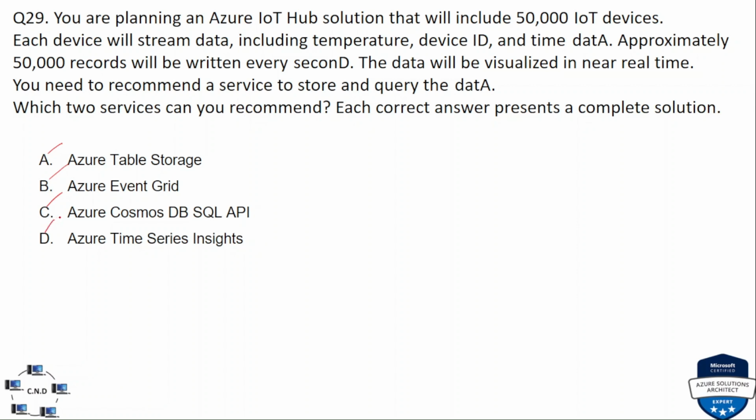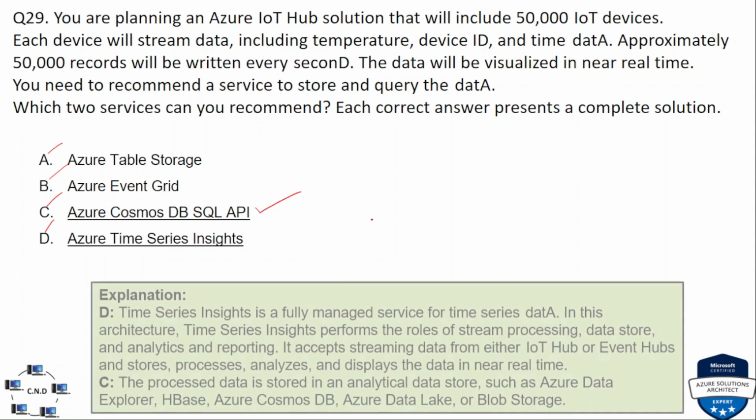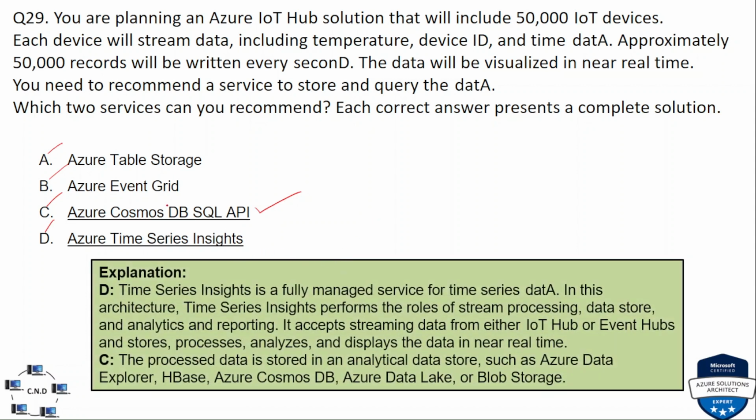D. Azure Time Series Insights. And the correct options are option C, Azure Cosmos DB SQL API, and option D, Azure Time Series Insights. And this is the explanation for both option C and option D.